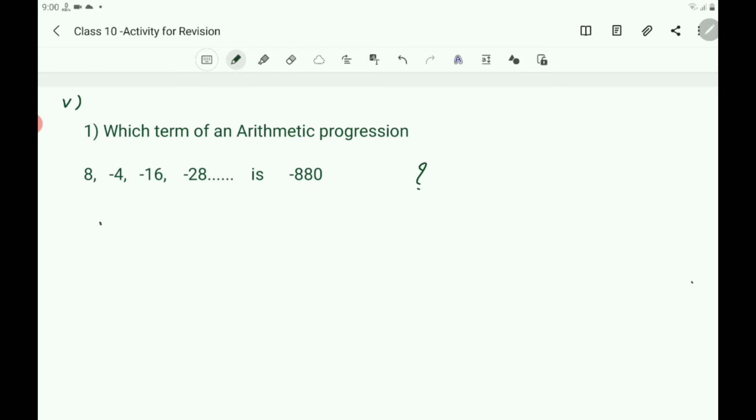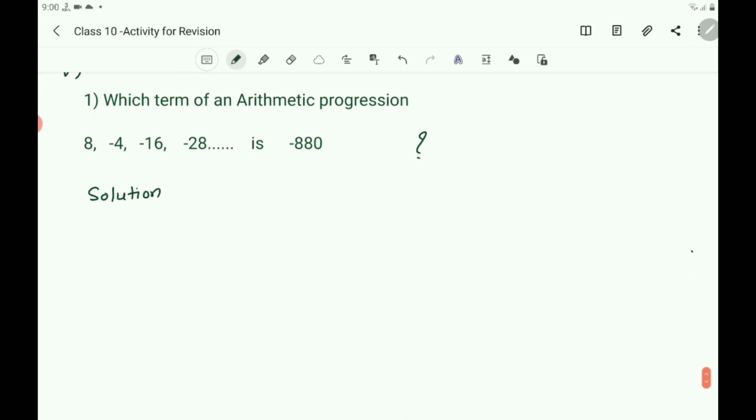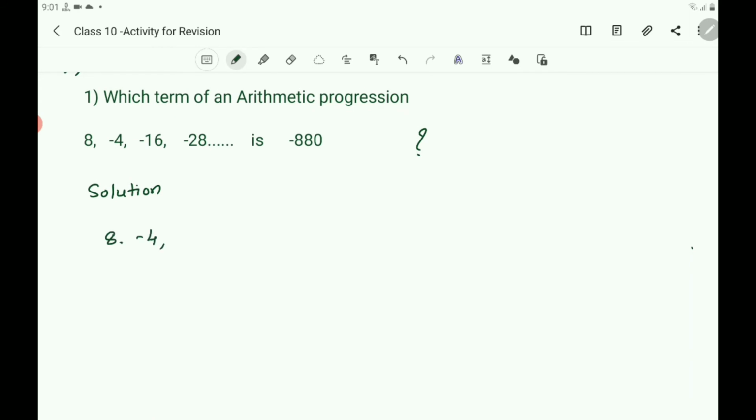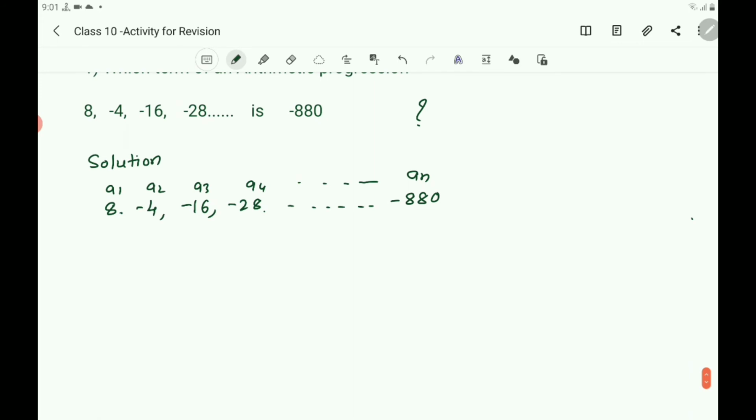So we write the solution here. The given AP is 8, minus 4, minus 16, minus 28, and so on. Let us consider minus 880 is the last term, that is the nth term. Let us consider this AP has n terms. You know that this is A1, A2, A3, A4, and so on, and here we have considered this as AN. Then you write A, that is A1, the first term, 8. And D is the second term minus the first term, that is A2 minus A1.